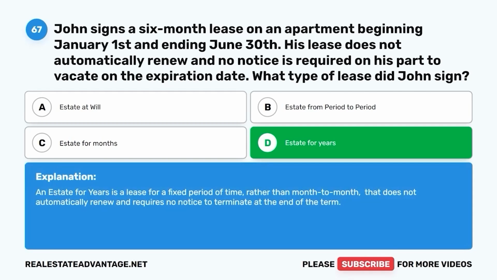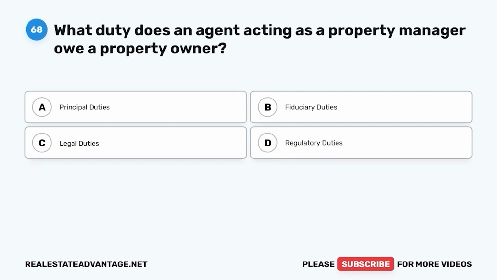An estate for years is a lease for a fixed period of time rather than month to month that does not automatically renew and requires no notice to terminate at the end of the term. Question 68. What duty does an agent acting as a property manager owe a property owner?